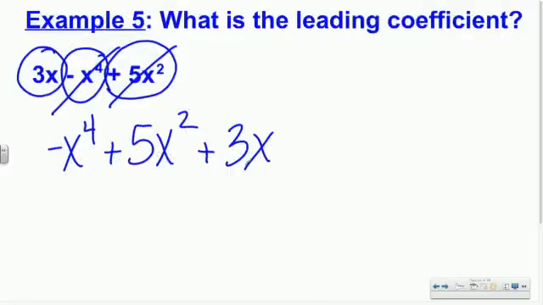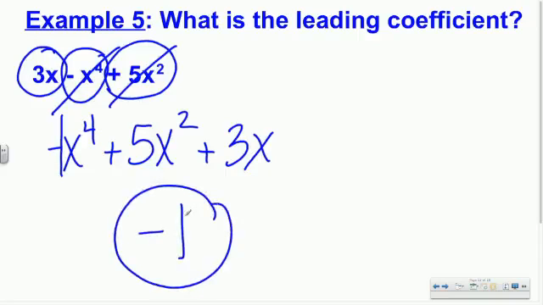Now that this polynomial is written in standard form, you can pick out the leading coefficient. Your first term is negative x to the 4th. And same for coefficients as exponents. When you don't see a coefficient, there is an invisible 1 there. So this first term is like negative 1x to the 4th, which would mean that its coefficient is negative 1. So my leading coefficient for this polynomial is negative 1. Okay?